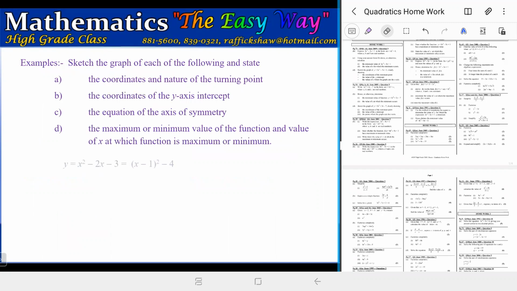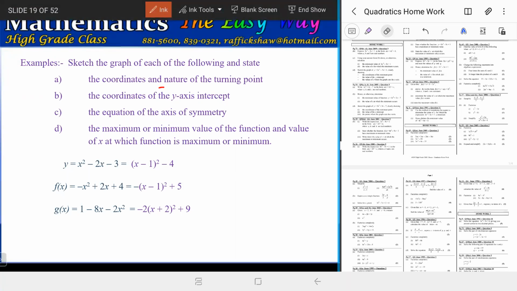So this basically is a summary of the steps that we have to follow. These are the things that they normally ask you to do. Sketch a graph, state the coordinates and nature. Now, this word nature, the nature is whether it's a maximum or a minimum. That's what I mean by the nature of the stationary point or the turning point. Turning point is either a maximum turning point if the A is negative, or it's a minimum turning point when the A is positive. So when you see the word nature of the turning point, it's talking about whether it's a maximum or the minimum. That's what the word nature means.